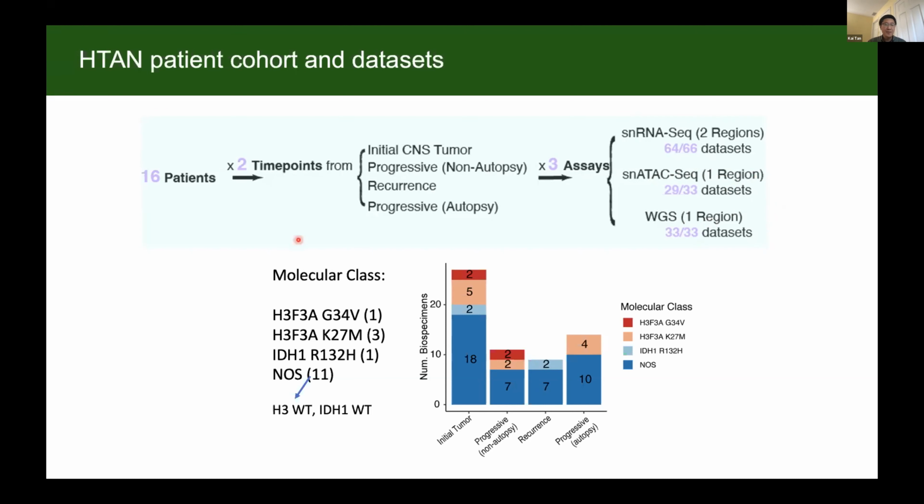Of all these samples, as you can see here, there are a number of different molecular classes. We have a very small number of H3 histone mutation samples and one IDH1 mutation sample, and the rest of them are all H3 wild type and IDH1 wild type cancers. This one shows you the distribution of the single nuclear RNA-seq data across these 64 data sets.